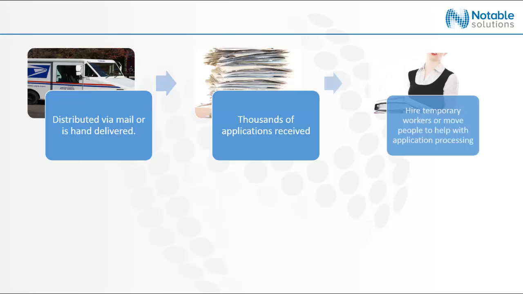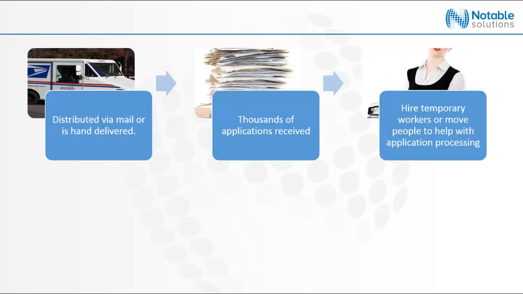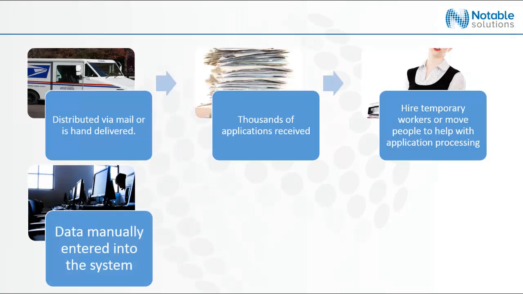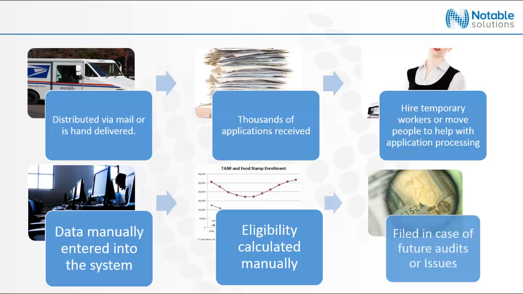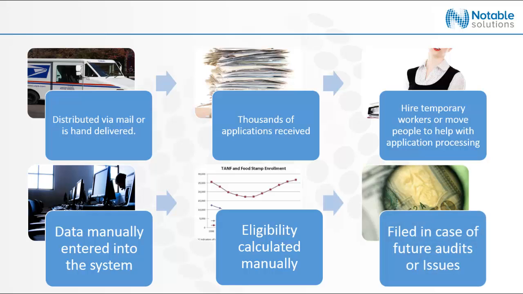She ends up hiring temporary help or pulling her staff from other duties to process these forms. The application information needs to be entered manually for each student. Eligibility information needs to be put into the point of sale system. And application forms and other supporting documents need to be filed in case of a future audit or other issues.